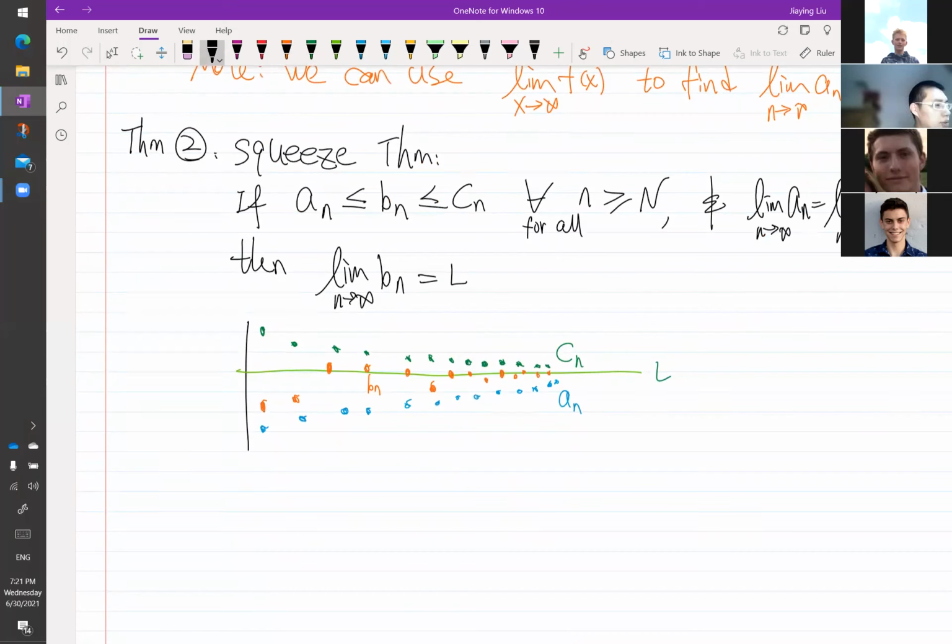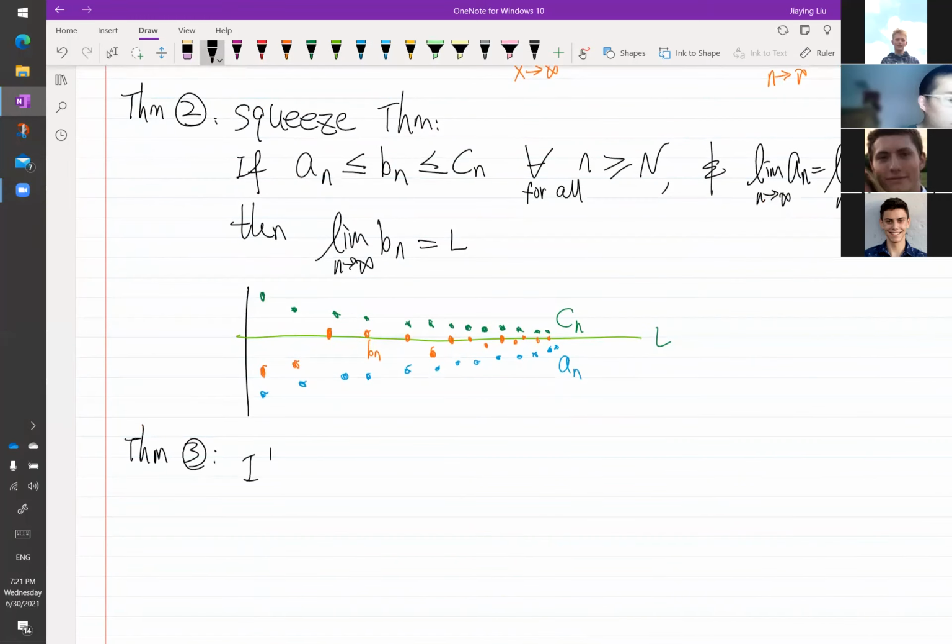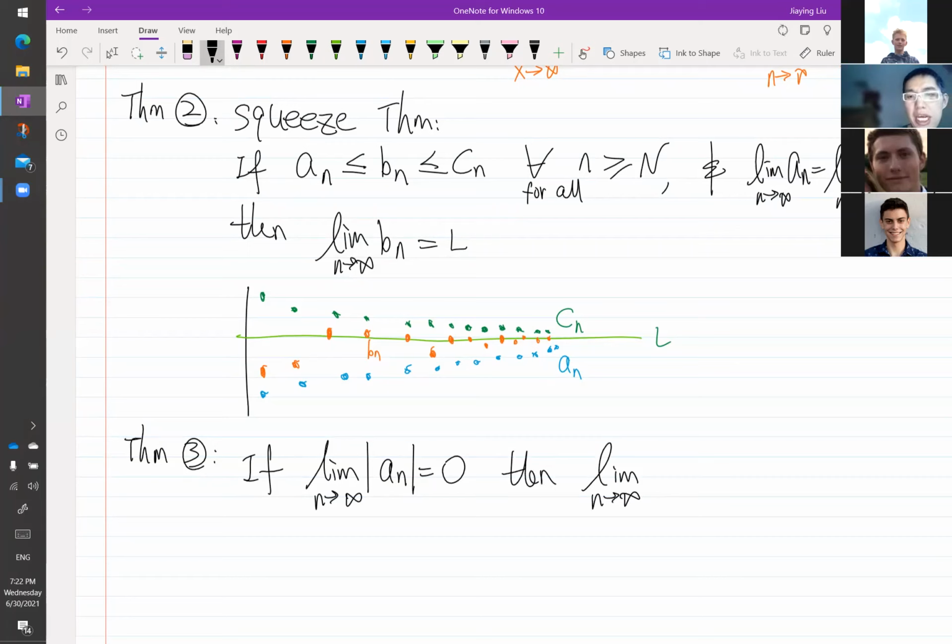And then the last one, theorem 3, is the absolute. It's not an absolute. I don't know what you call this, but anyway, just a theorem. So if we know that the limit as n goes to infinity of the absolute value of an equals 0, then the limit as n goes to infinity of just an, if you drop the absolute value sign, is also going to be 0. Correct. That is a lowercase n greater than or equal to capital N.